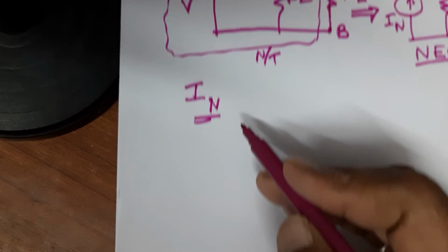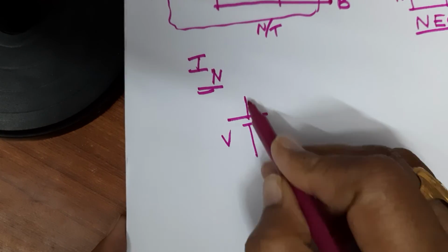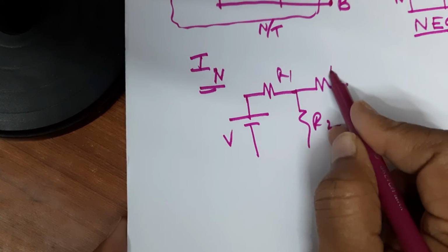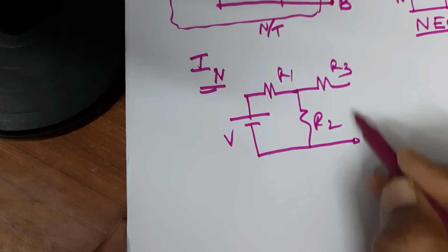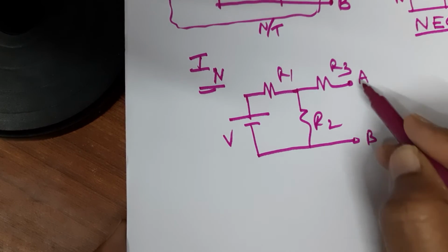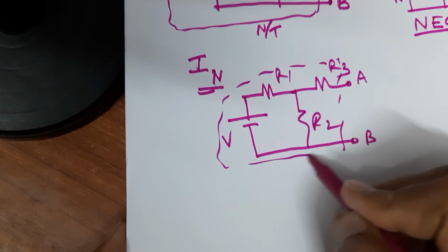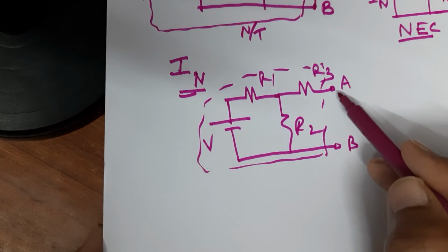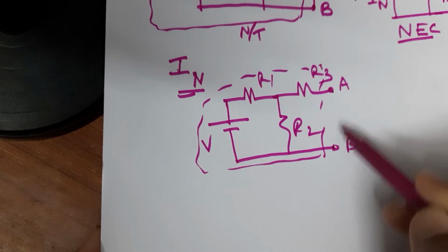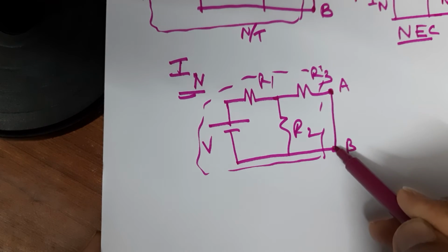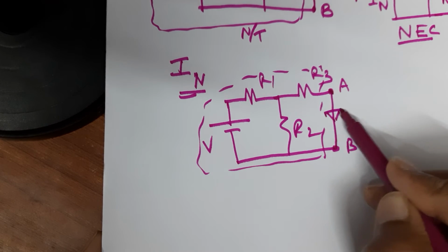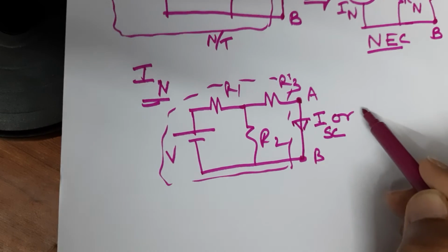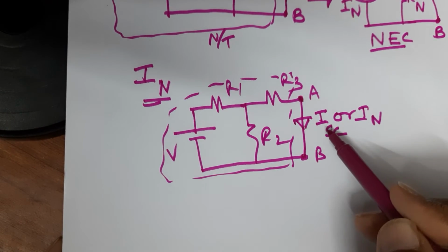So take the circuit with a voltage, R1, R2 and R3. First of all, we have to remove the load resistance. After removing it, we obtain an open circuit. Now you short it. Once we short it, whatever current flows through terminals AB, that is the short circuit current, also known as the Norton current. So this we are going to find.